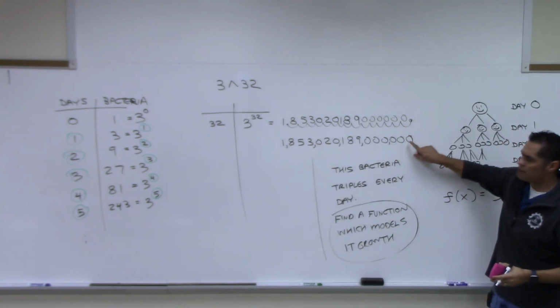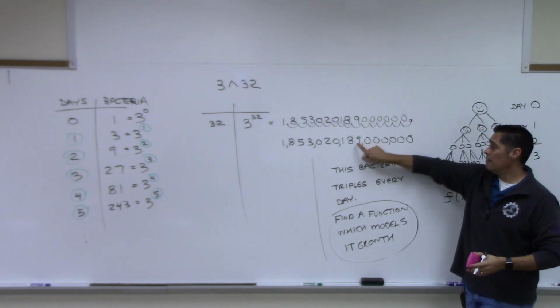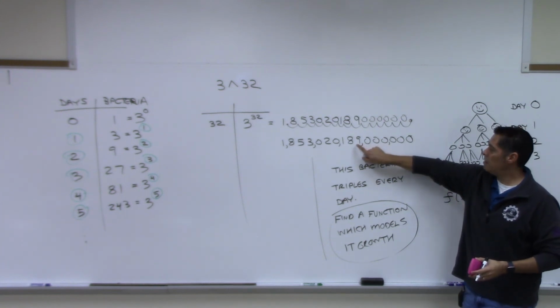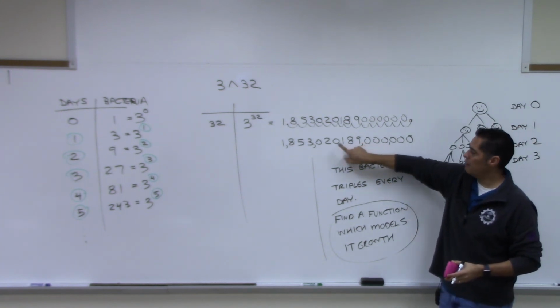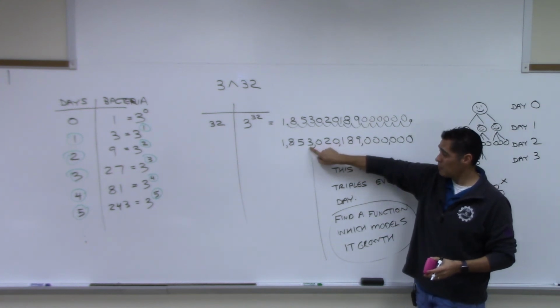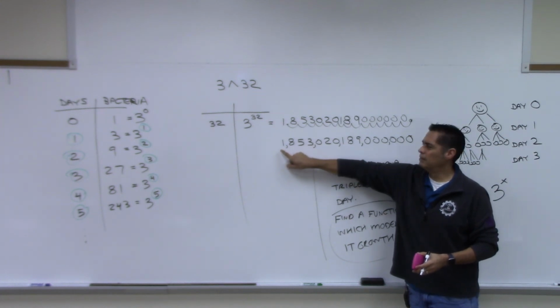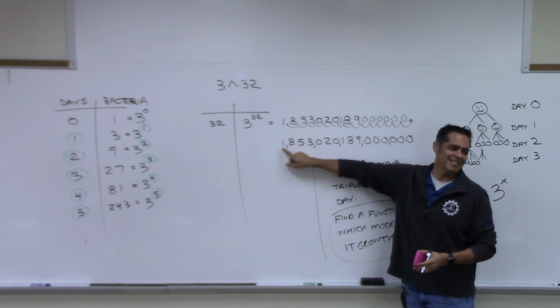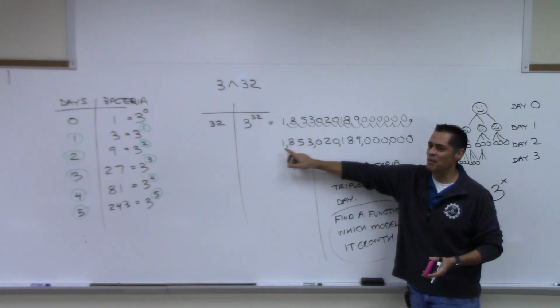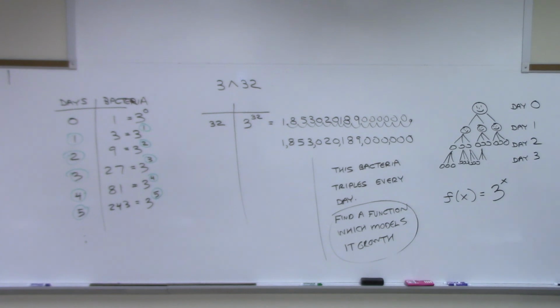Okay, this is ones, tens, hundreds, thousands, 10,000, 100,000, million, 10 million, 100 million, billion, 10 billion, 100 billion, trillion. After that, gazillion. It's huge, right? This is a huge number. That's how many bacteria are there after just 32 days.